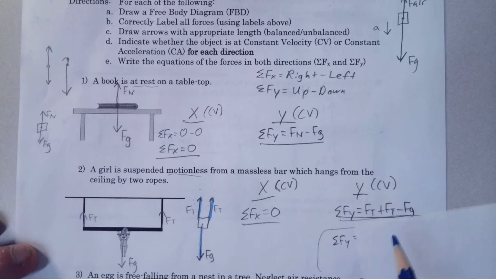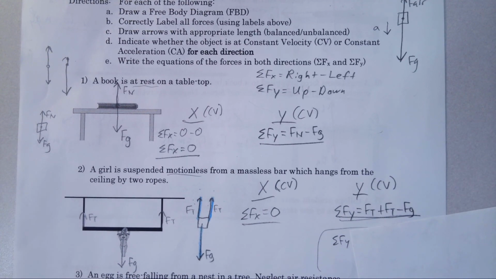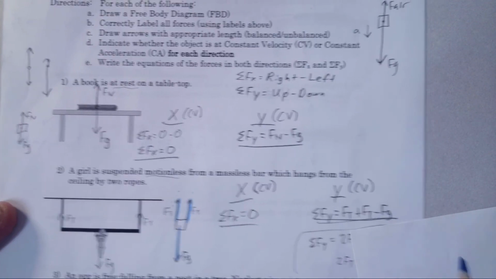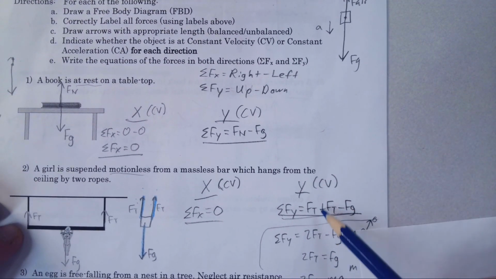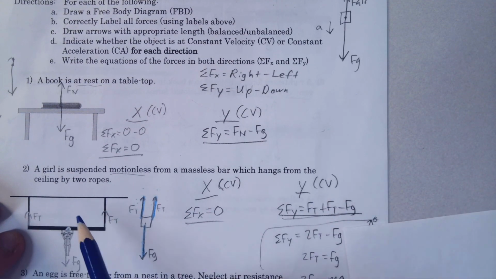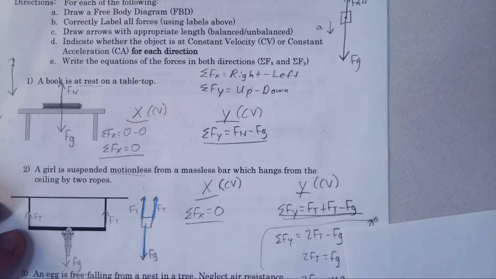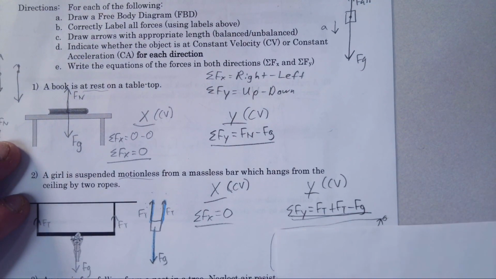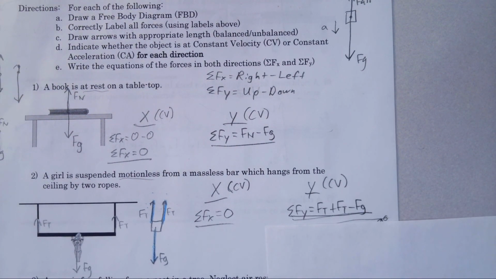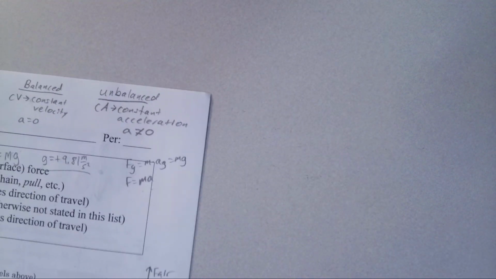In the x direction, this one also doesn't have an acceleration, so the sum of the forces is 0 in the x direction. But in the y direction, we also have constant velocity. So I would have tension up plus tension up minus force of gravity. I'm going to cover the other part here. There was something we discussed in class. Let's move on to 2 other ones.